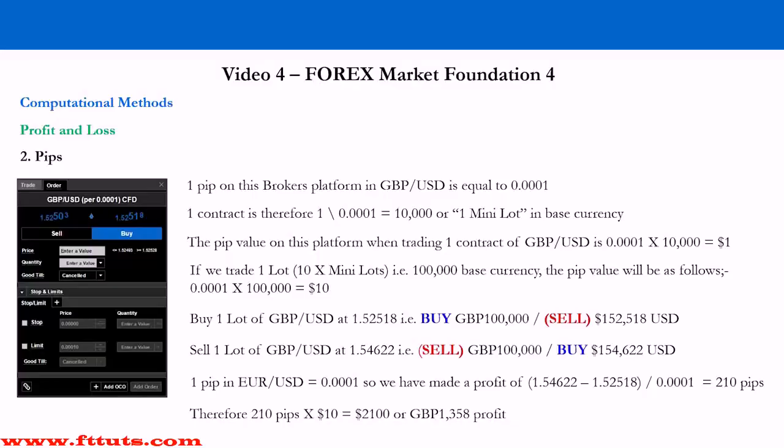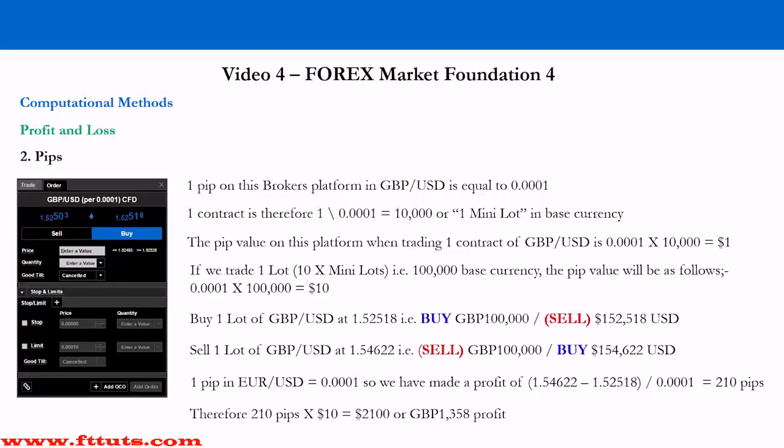Now, what happens if we do a trade where we buy 1 lot at 1 spot 52518? So we're buying £100,000 and selling 152,518 US dollars. And then we trade out of this position. So we sell 1 lot of cable, sterling US dollar, at 1 spot 54622. So we sell £100,000 and buy at the new rate 154,622 US dollars. Well, 1 pip in sterling dollar on the platform is spot 0001.